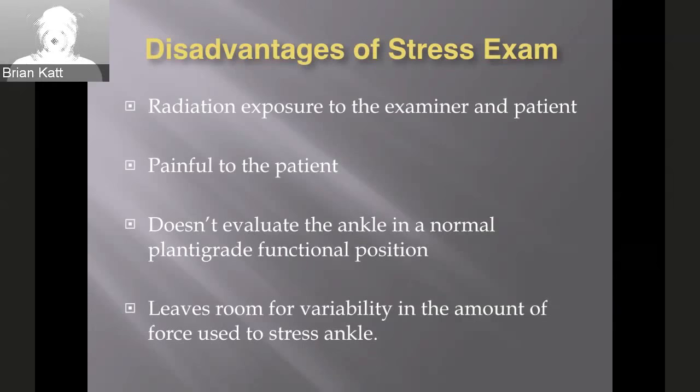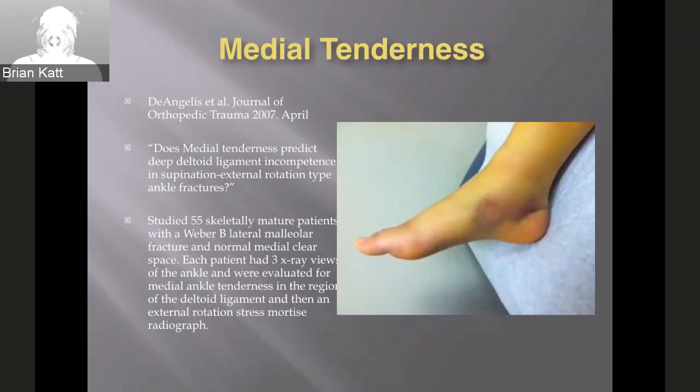So the disadvantages of a stress exam: radiation exposure to the patient. It's painful to the patient. It's time consuming. We're not necessarily evaluating the ankle in a plantigrade position. It leaves room for variability in how hard we're stressing when we test for this. Other ways to try to determine if we have a deltoid injury: technically it would make sense to ask, do they have pain, bruising, and swelling over the deltoid, or not? You would think that if you had a lot of bruising and swelling there you'd more likely than not have a deltoid injury, but there have been studies that show positive stress X-rays in patients with no bruising or pain there.